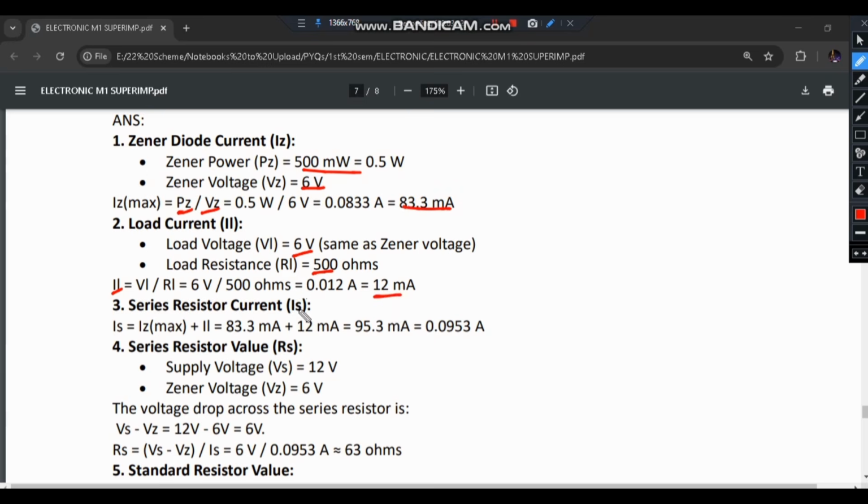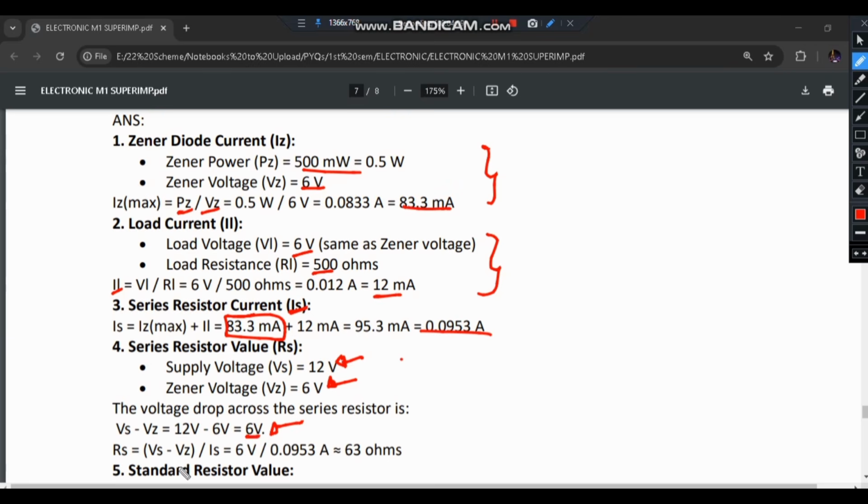Now the series resistor current will be IZ plus IL, the summation of the zener current plus the load current. That is the total current we'll be having, the series current, which will be 0.0953 ampere. Since we have the resistor current, now we can calculate the resistor value, which is RS. Here the voltage is 12 volts which they had given, and the zener voltage is 6 volts, so we subtract both of these to get the actual voltage drop across the resistor, that is 6 volts.